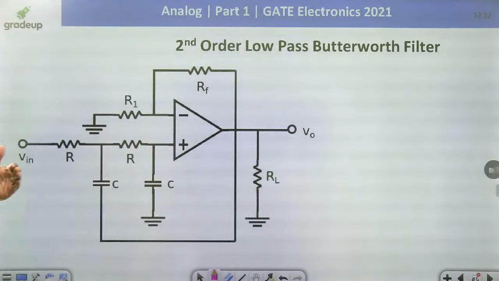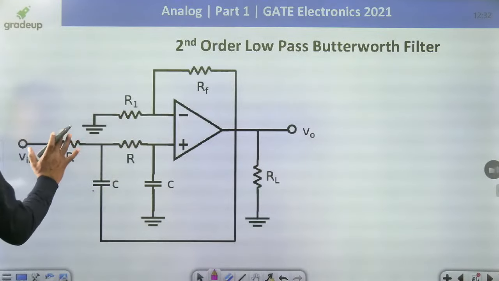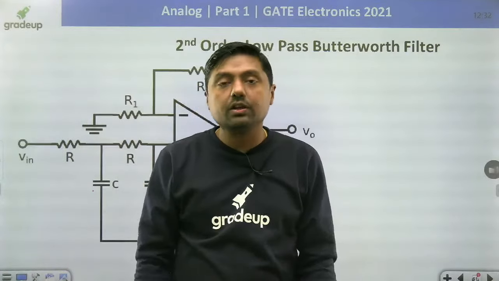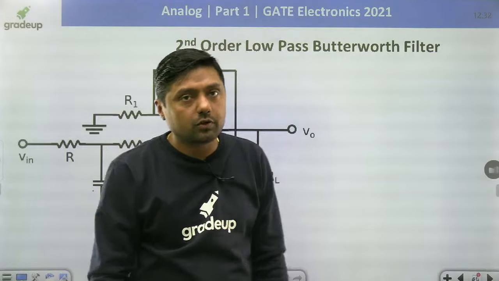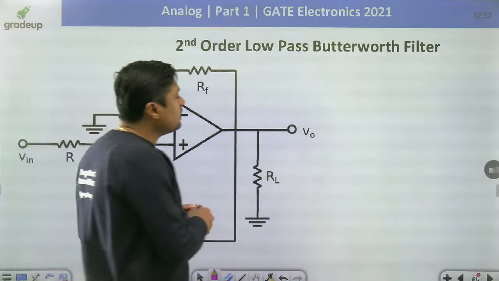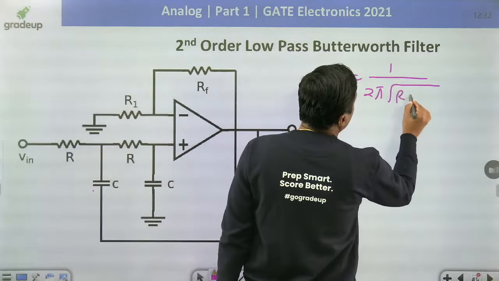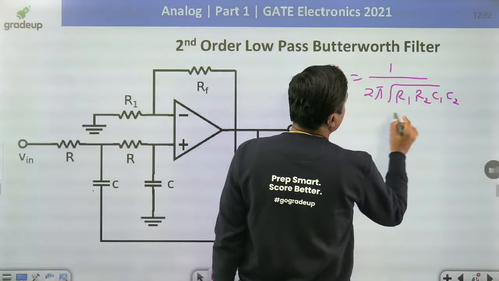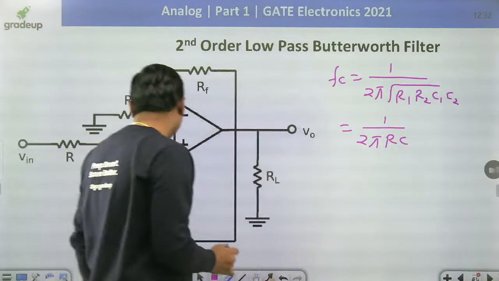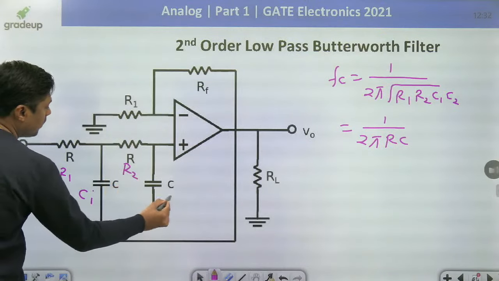Done. Second order low pass filter. If suppose we are using the C here, R here, this is called a second order low pass Butterworth filter. Again, in a lecture I will give you the idea about the Sallen-Key filter and Butterworth filter, the response and everything. Now this is RC. Directly remember, fC is equal to 1 by 2 pi root of R1 R2 C1 C2. If these are equal, then 1 by 2 pi RC. Normally this is R1, C1, R2 and C2.